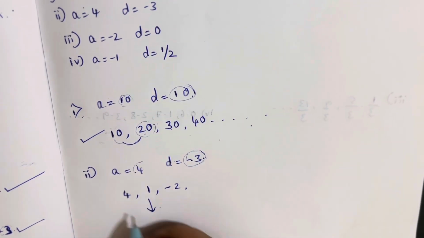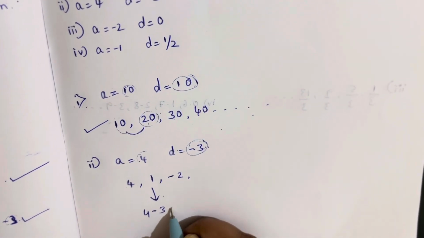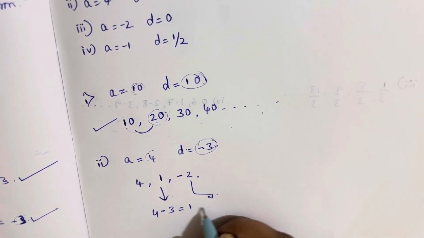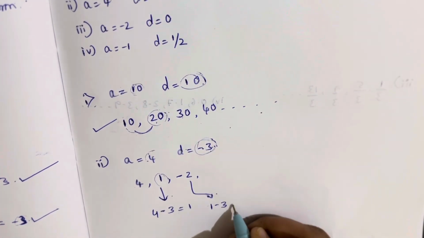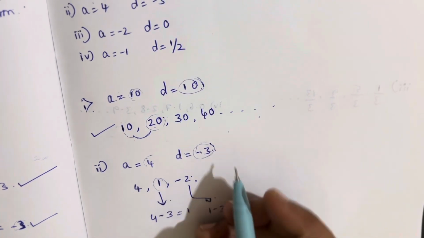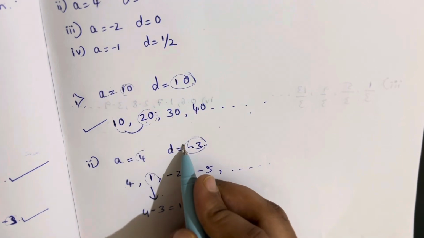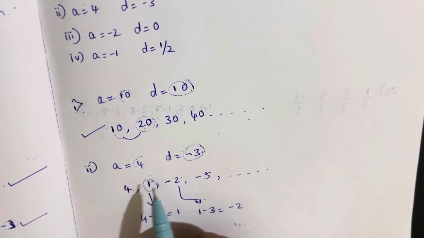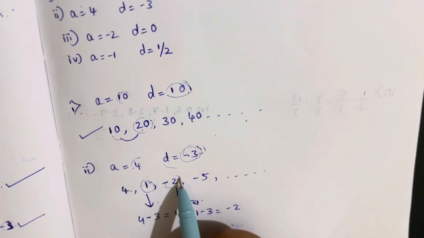This number, how did we get? 4, difference is minus 3, it will be 1. And this, how have we got? 1 minus 3 equal to minus 2. Then minus 2 minus 3 is minus 5. You just add this difference to the first term and you will get the second term. For the second term you add this difference, then you will get the third term, and so on.